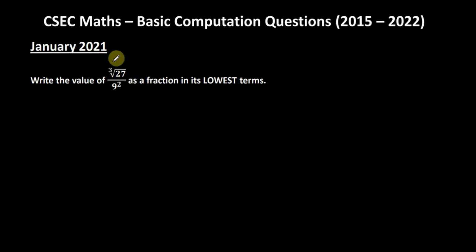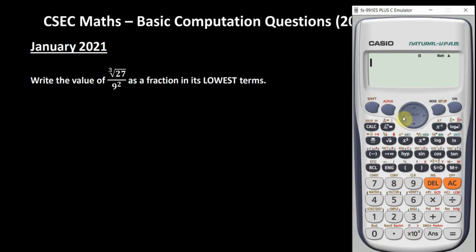Now we're at the January 2021 paper, and they want us to write the value of the cube root of 27 divided by 9 squared as a fraction in its lowest term. And of course, guys, this is where the calculator comes in once more. You don't necessarily need the calculator for this one. However, it can really make life a whole lot easier for you. And as such, I'm going to show you how you can use the calculator to aid you in solving this one. So there we go.